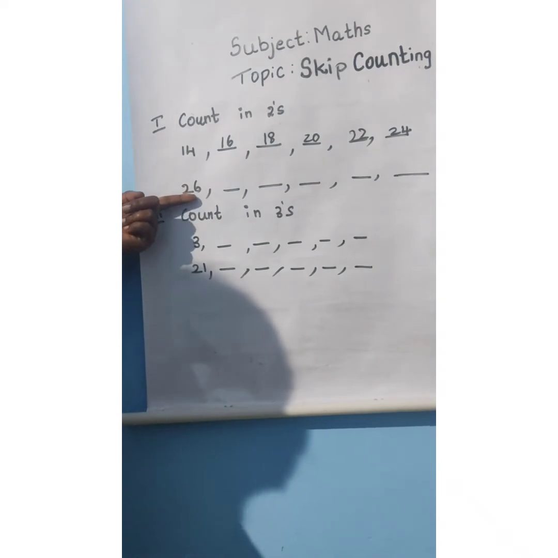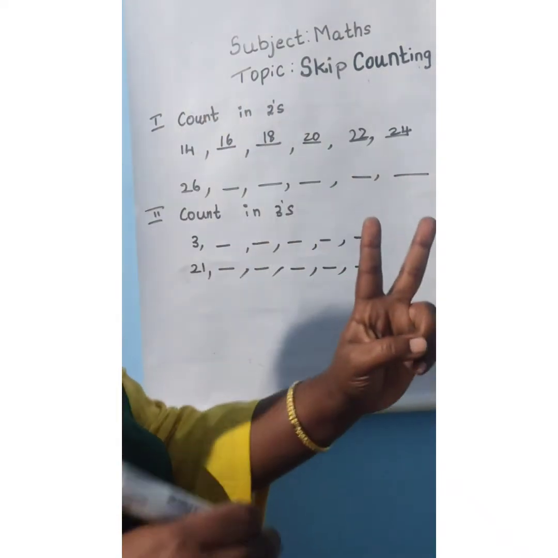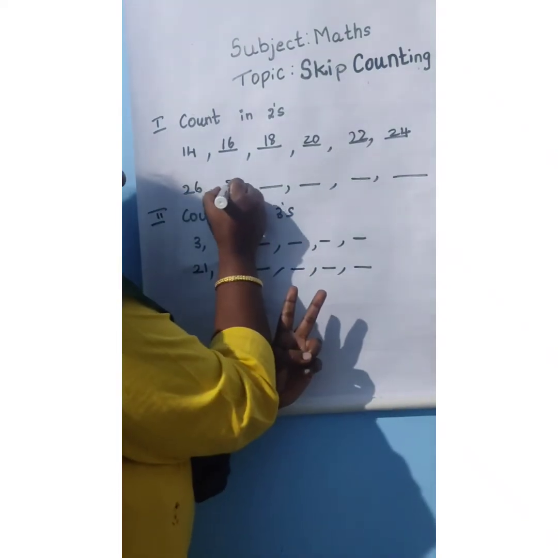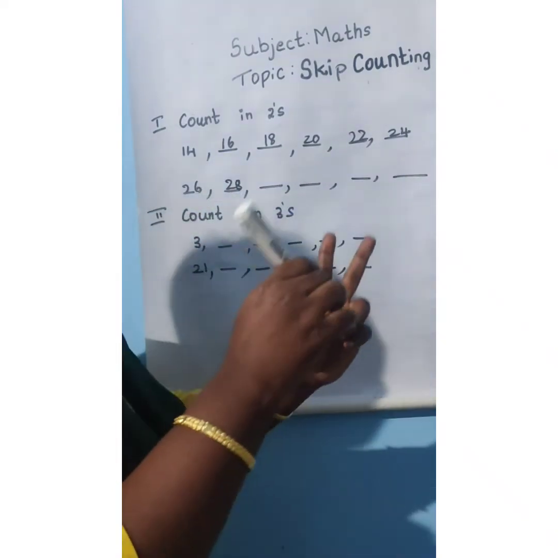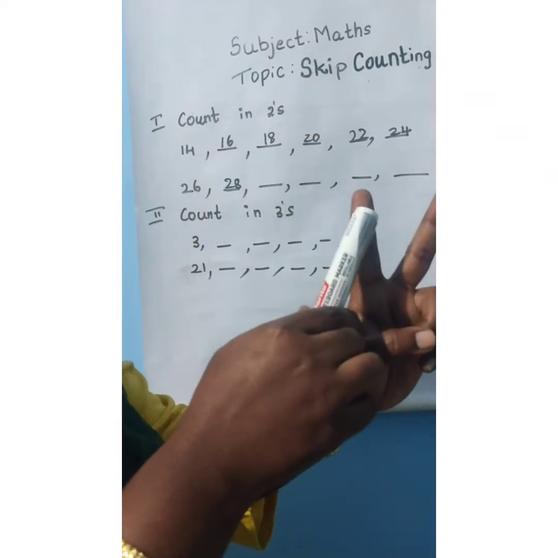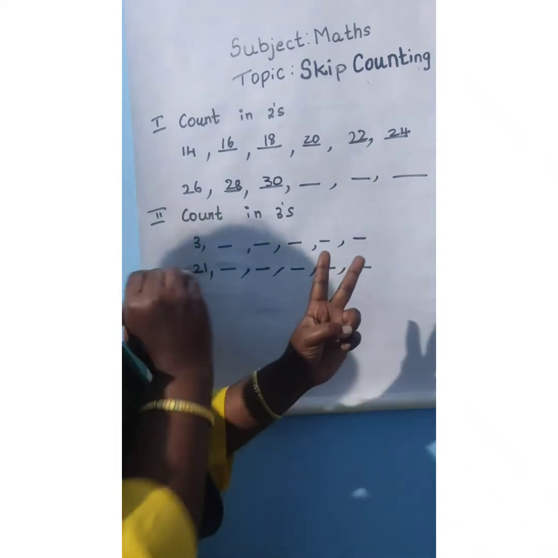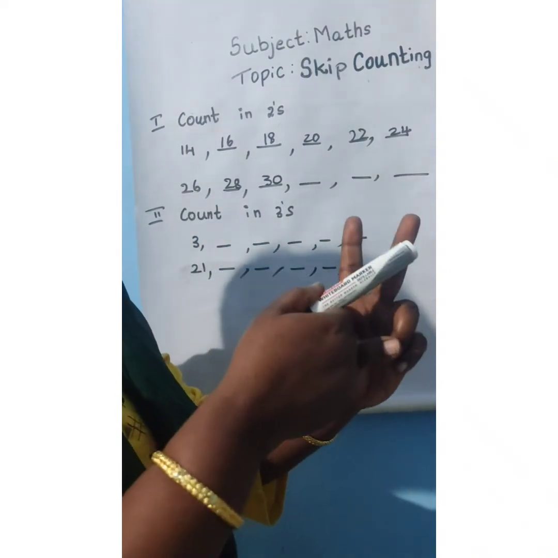Okay, so here it is given 26. Here it is given what? 26. So now we have to count 2 numbers after 26. 27, 28. So write here 28. Okay, after 28, 29, 30. So write here 30.